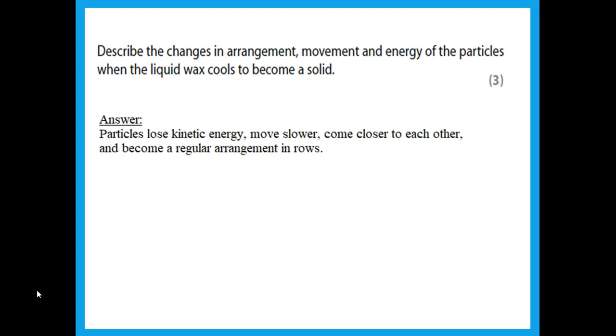And when they move slower, they start to come closer to each other in this arrangement. Now, once they come closer to each other, they become a solid, and that means they become a regular arrangement in rows. So in this case, we have explained what happened to the energy, what happened to the movement, and what happened to the arrangement. Are we okay?